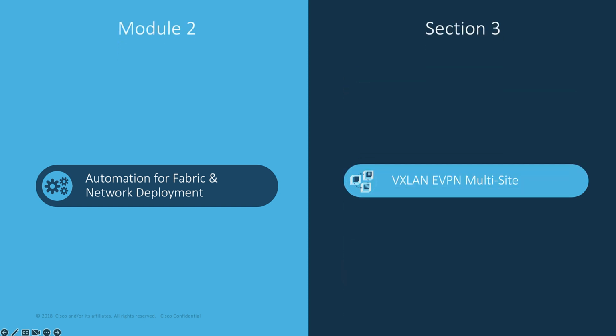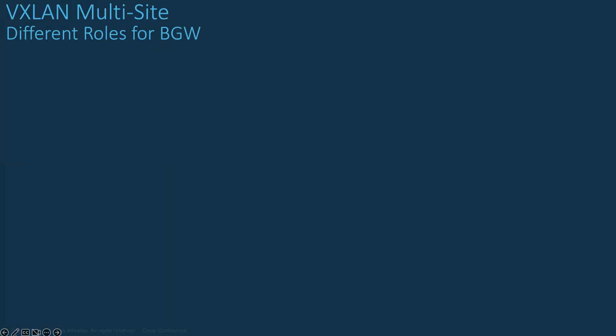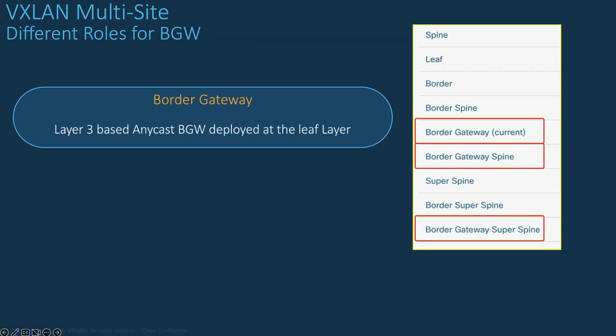So now that we have two VXLAN EVPN fabrics interconnected over a core network with all switches onboarded in NDFC, we can automate the deployment of multi-site. To give NDFC the infrastructure intent for deployment automation, a role is given to each node. Border gateway role is no exception to the rule.